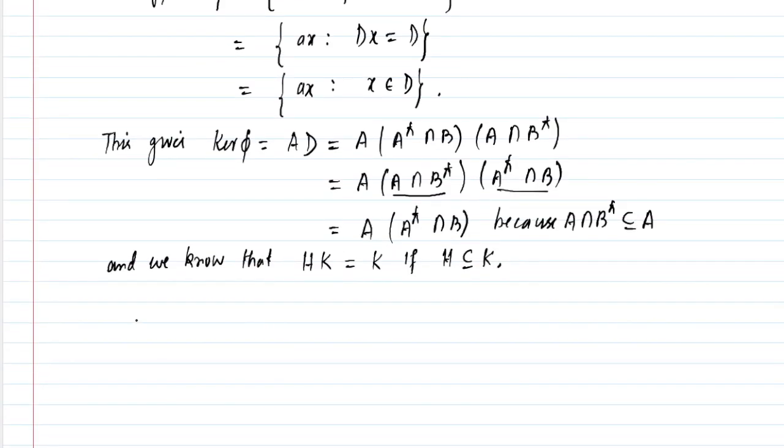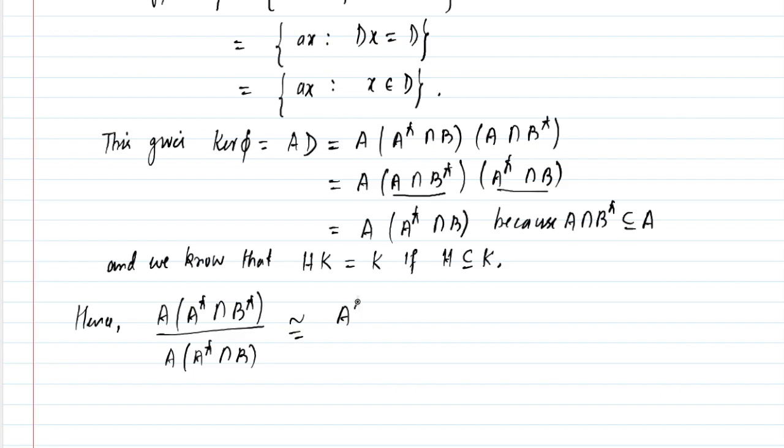Hence, we have A into A star intersection B star by the kernel, and now we have shown the kernel is equal to A into A star intersection B. Now this is isomorphic to A star intersection B star upon D, but here we replace the value of D. It is A star intersection B into A intersection B star. So we have shown this isomorphism.